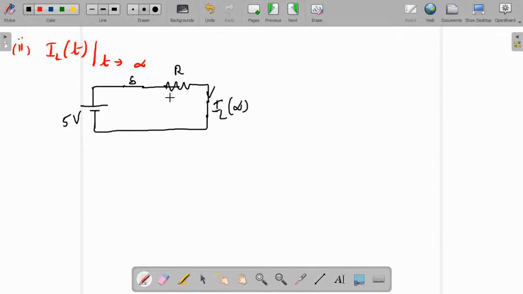This is R, which is 5 ohm. Right? So simple. IL of infinity is nothing but V by R. So 5 volt by 5 ohms, so your answer should be 1 ampere. For the second subdivision, it is 1 ampere.